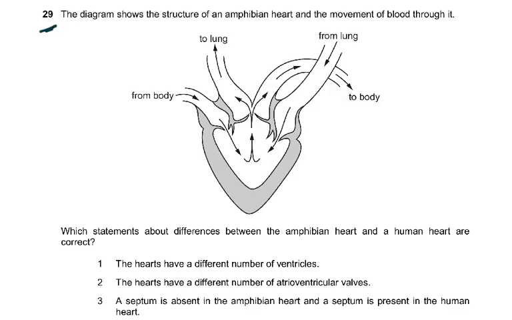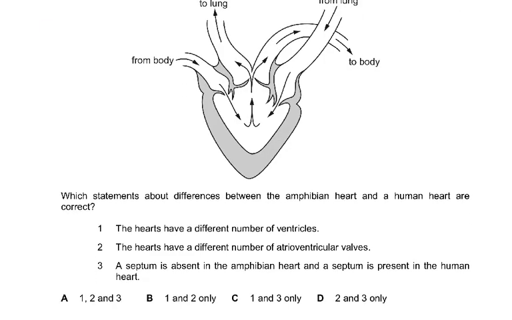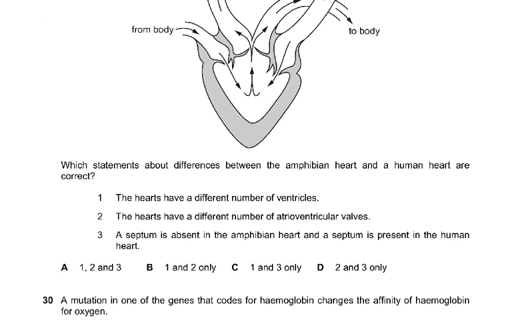Question number 29. The diagram shows the structure of an amphibian heart and the movement of blood through it. So from the body to the lung, from the lung to the body. Which statement about differences between the amphibian heart and a human heart is correct? The hearts have a different number of ventricles. The hearts have a different number of atrioventricular valves. A septum is absent in the amphibian heart and a septum is present in the human heart.